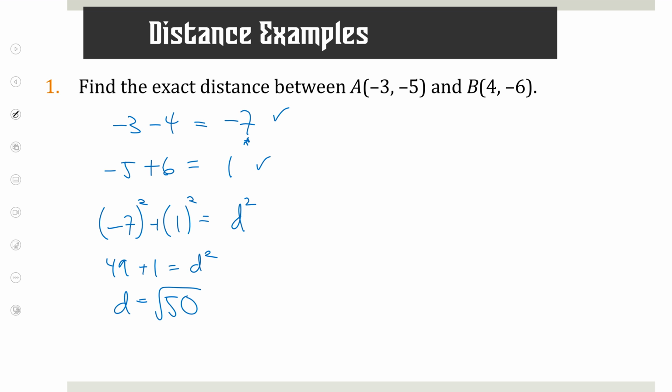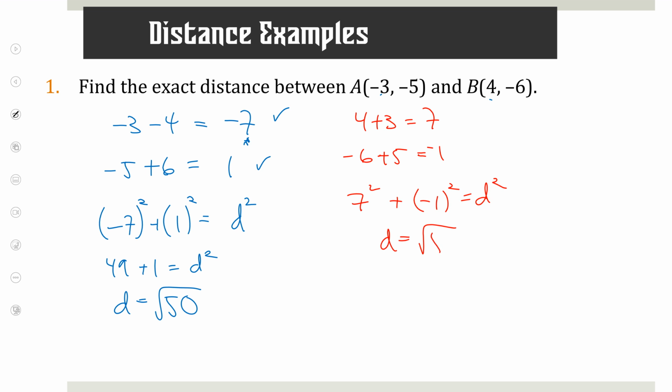I subtracted the y coordinates. Or sorry, the x coordinates. -3 minus 4. Oh. Okay. Now, to make matters even more confusing, I'm going to change to red and do it the same way, but do the points in a different order. 4 minus -3 equals 7. -6 minus -5 equals -1. 7 squared plus -1 squared equals d squared. D is equal to, same answer.